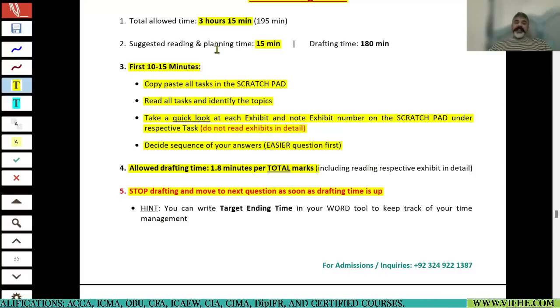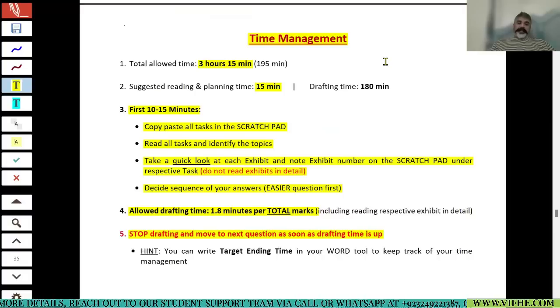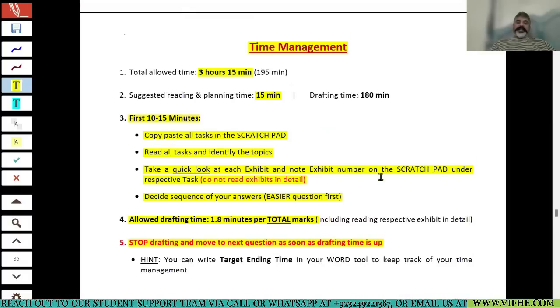It is easier said than done. It requires a lot of guts and boldness to leave, but for the time being, leave it and move on, because I don't want to disturb the timing for my remaining questions. All right. Is the time management technique clear? The first 10 minutes of planning, then how we allocate time, how to manage it, and what to do if the allowed time is up. Very, very important slide.